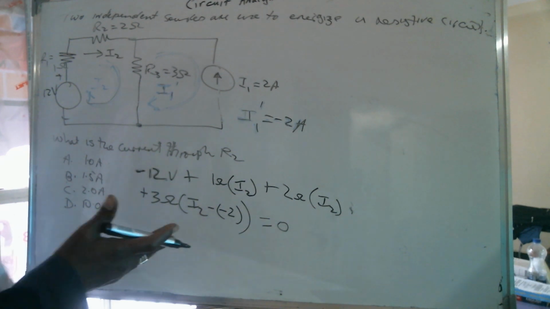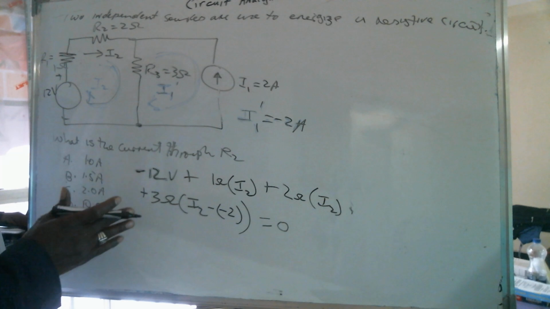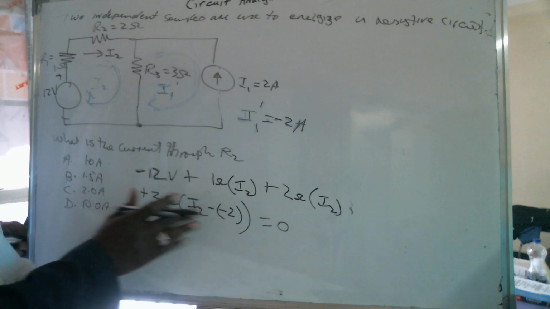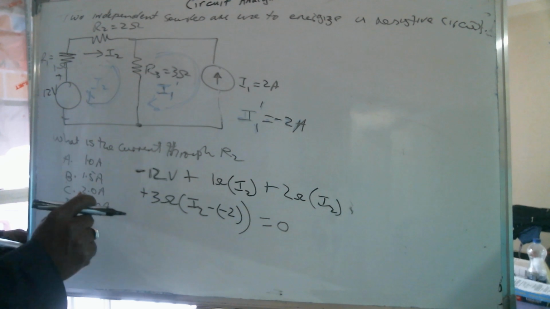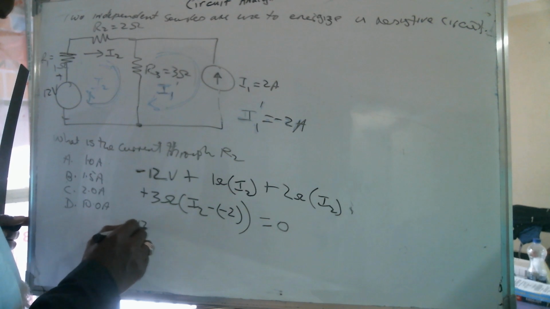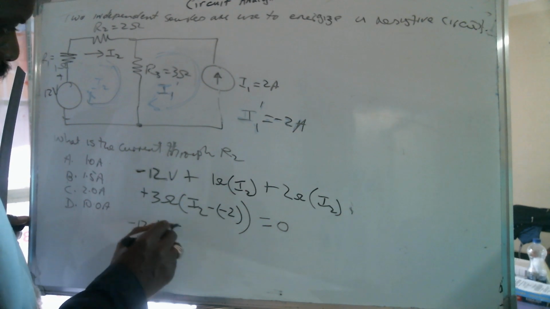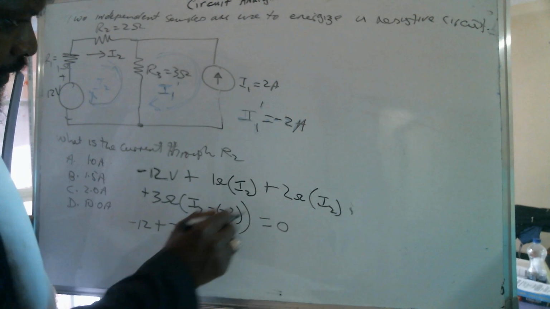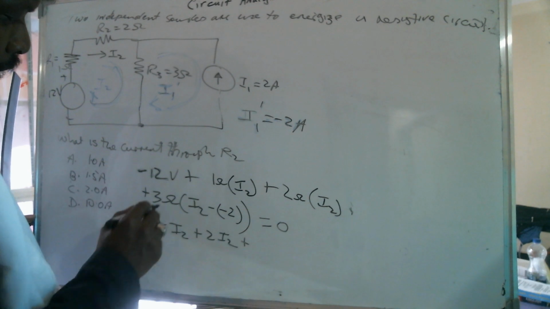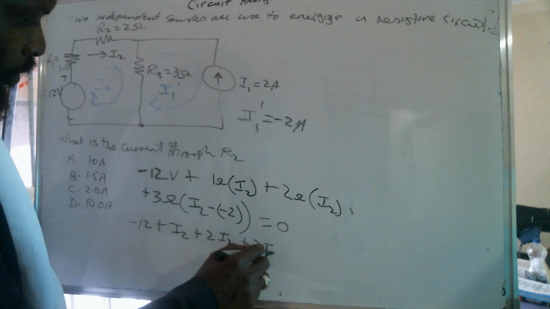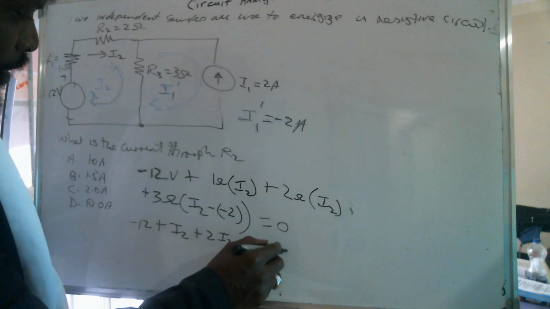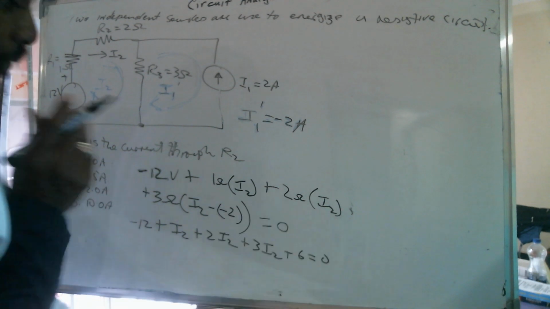Maybe we don't even need that, because in this loop alone there's only one unknown, which is I2. Let's work it down a little more: minus 12 plus I2 plus 2I2 plus 3I2 plus 6, because minus times minus becomes plus, equals 0.